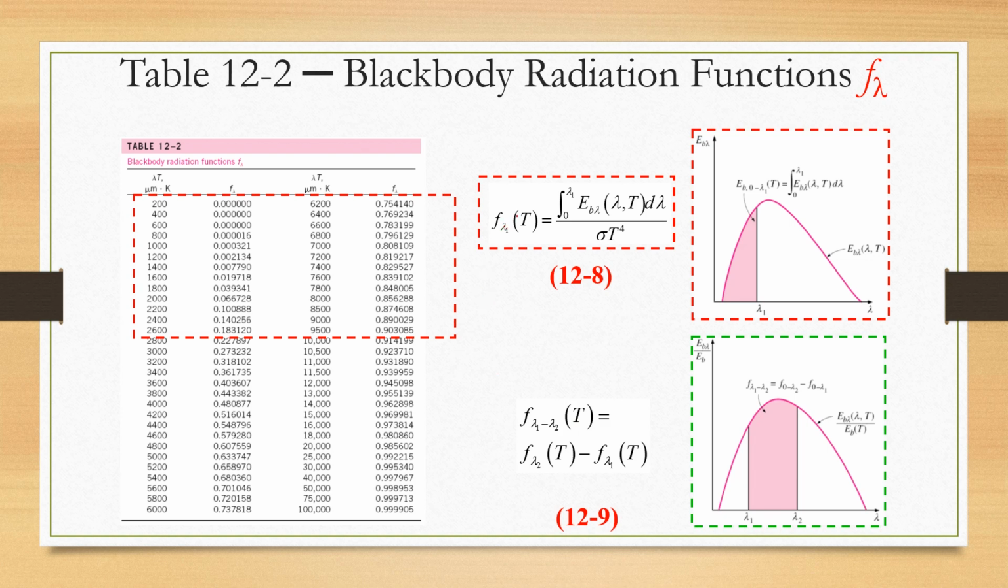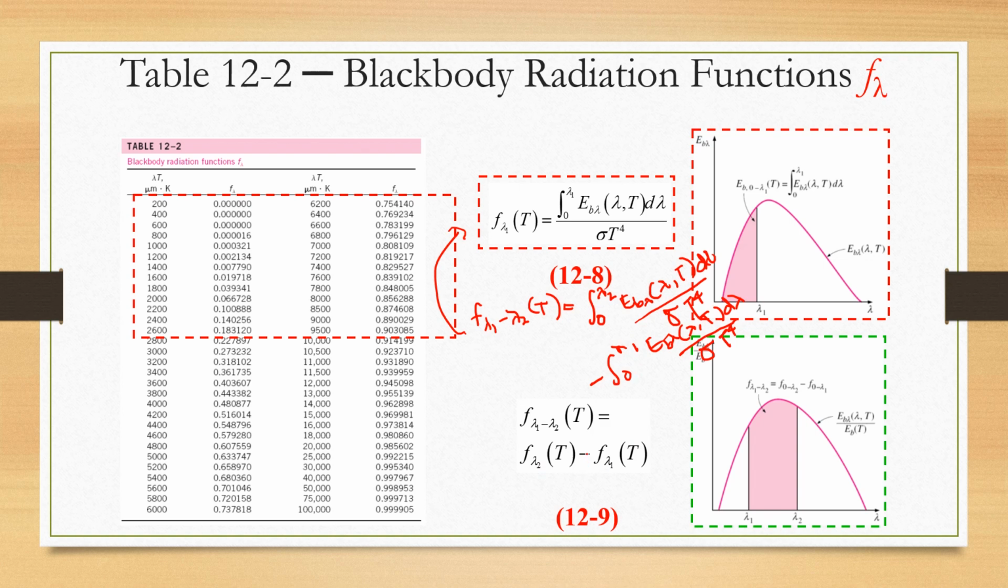So we know the f lambda 1 T, so we have f lambda 1 to f lambda 2 at T. We find the value of 0 to lambda 2: the integral of E b lambda, lambda T, d lambda over Stefan-Boltzmann sigma T to the power of 4. So this is the first one. And then we minus 0 to lambda 1, and you write down all the equation over sigma T to the power of 4. This is the same form, you just change 0 to lambda 2 and 0 to lambda 1. So this form is actually the same as this one: this is f lambda 2, and this one minus f lambda 1.